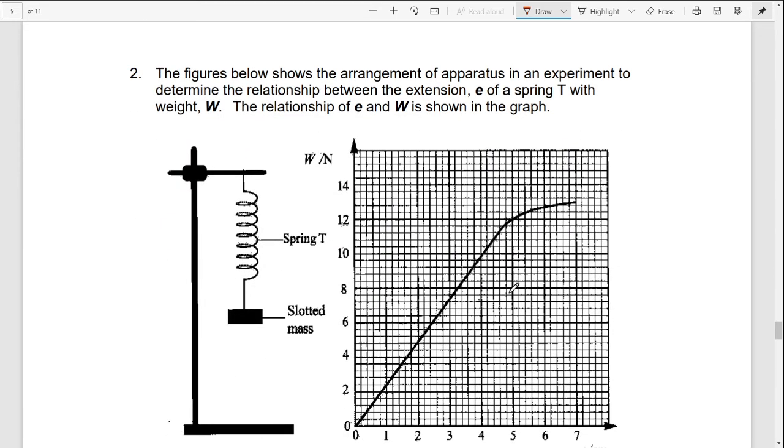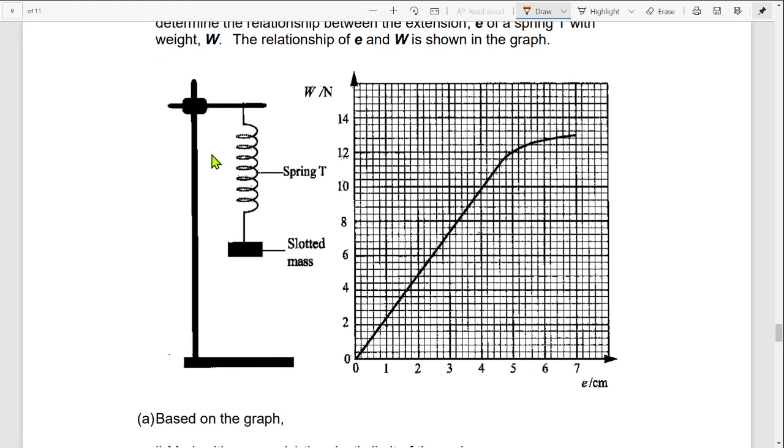The figure below shows the arrangements of apparatus in an experiment to determine the relationship between the extension E of a spring T with weight W. The relationship of E and W is shown in the graph. So you're given a graph. I have a weight here, so I have a weight force going down. There is my W. Here is our weight. And this is the graph that you get from doing this experiment.